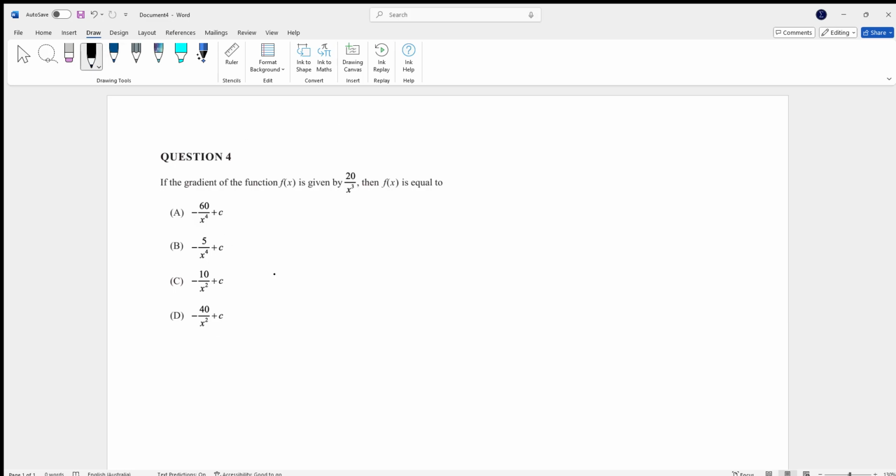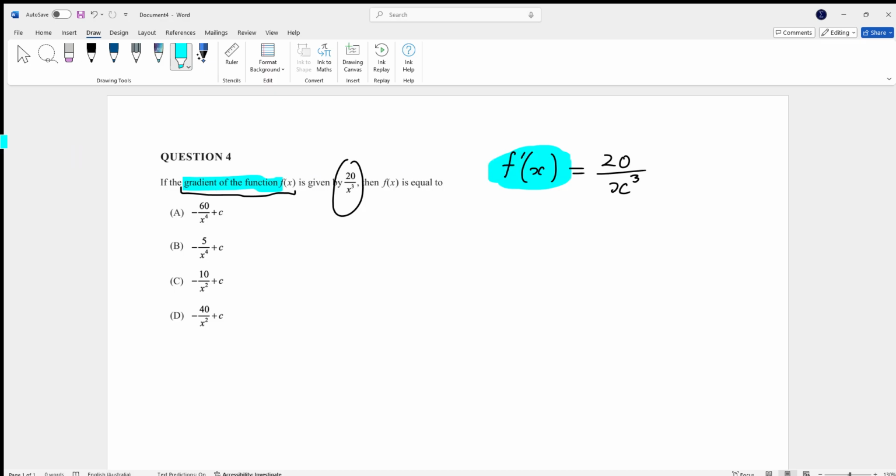But otherwise, let's get straight into Question 4. If the gradient of the function f(x) is given by 20 over x cubed, then f(x) is equal to this. Here, this is kind of a play with words. The gradient of the function f(x) implies f'(x) is 20 over x cubed. Notice in the question they never mention f'(x), they just use the word gradient. So it's your job to recognize that the gradient of f(x) is f'(x).